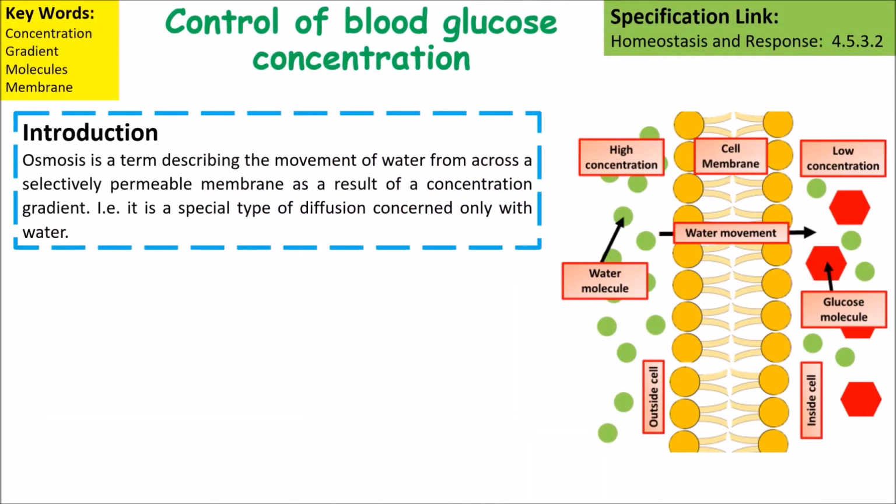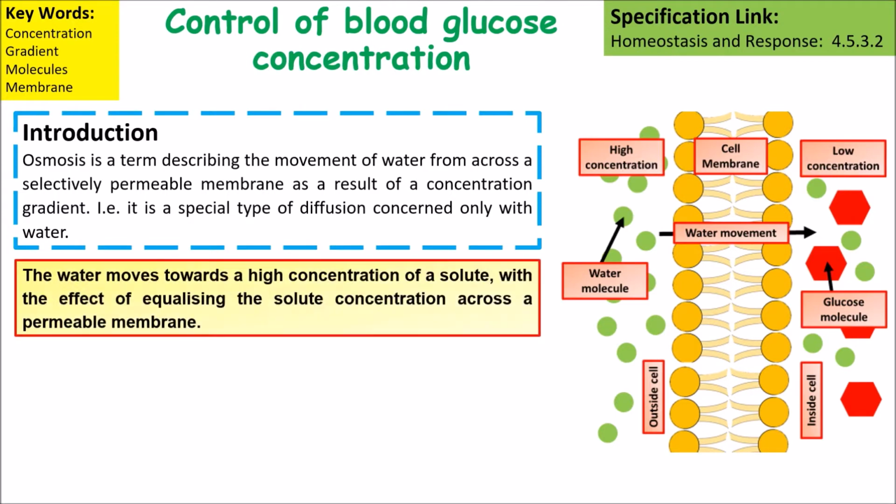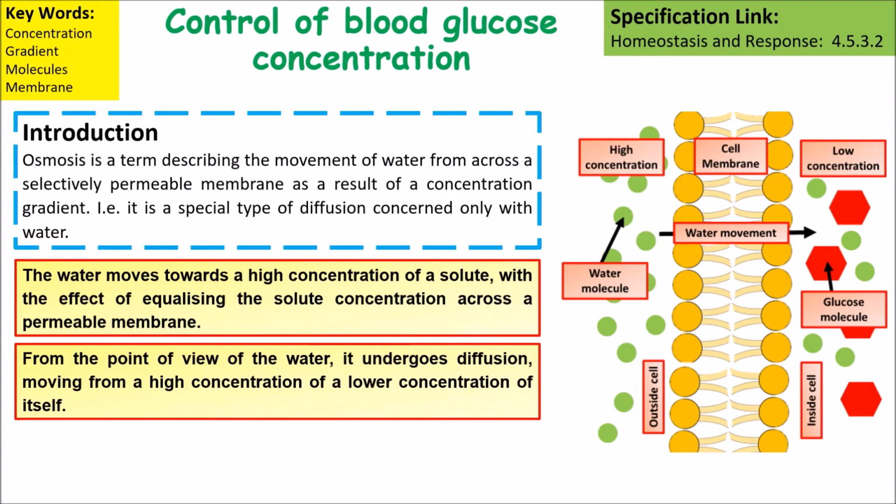So just before we move on and start looking at the control of glucose, let's have a brief recall about osmosis. Remember that osmosis is the movement of water from an area of high concentration to an area of low concentration through a semi-permeable membrane. So the water moves from a high concentration of solute with the effect of equalizing the solute concentration across a permeable membrane. From the point of view of the water, it undergoes diffusion, right? So moving from a high concentration to a low concentration.